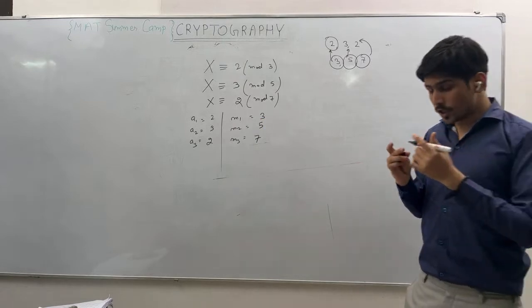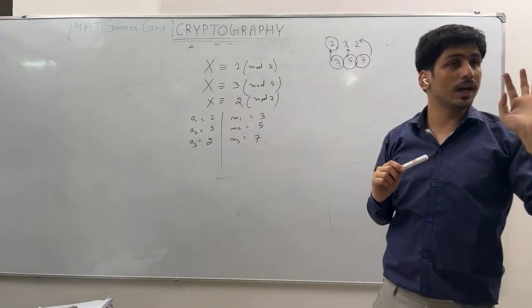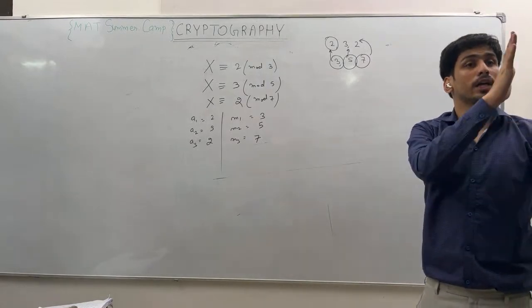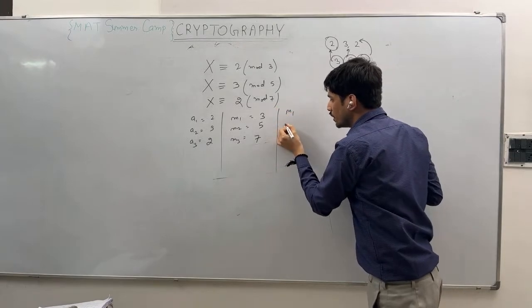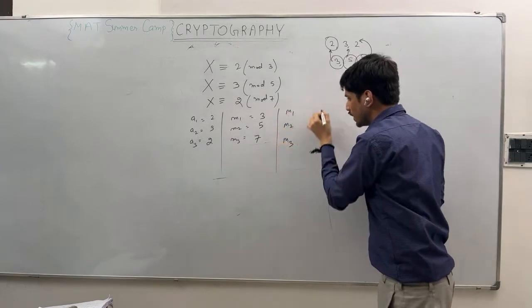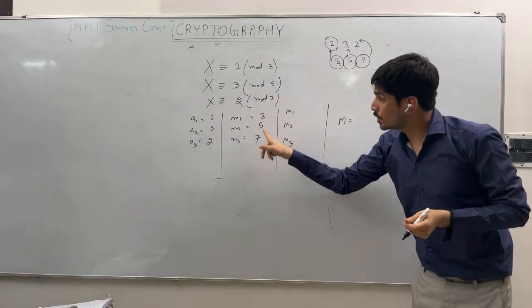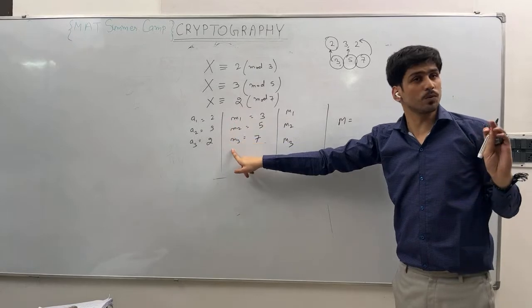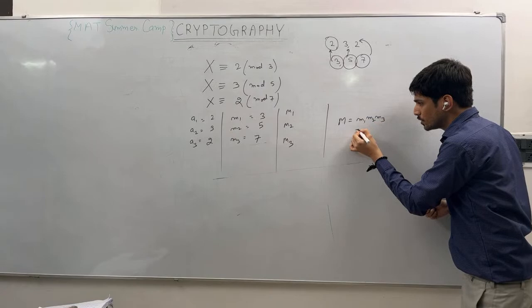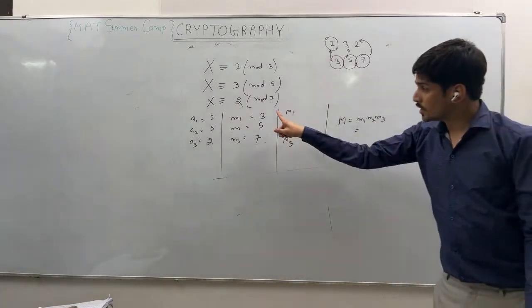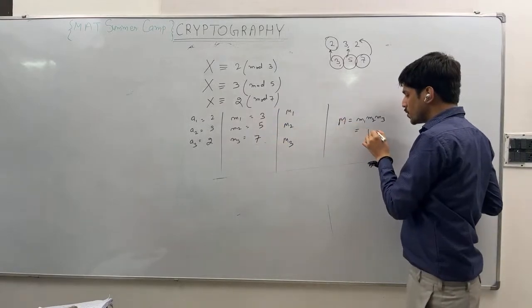So far clear. In our formula we had seen capital M1, capital M2, capital M3. Now we'll learn how to find them. We have also seen capital M, which is nothing but the product of small m1, small m2, small m3. So what is capital M? 3 into 5 is 15, and 15 into 7, I think this is 105.